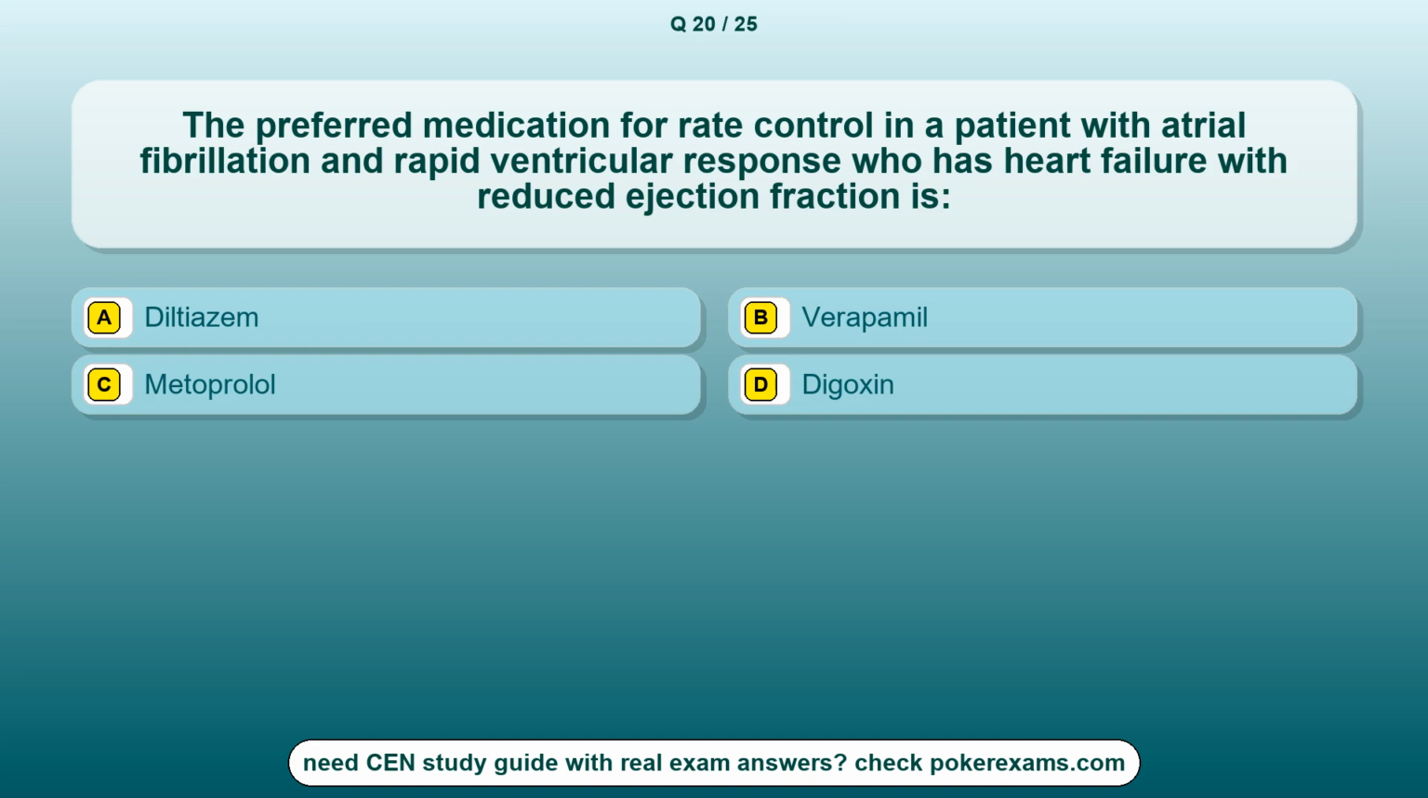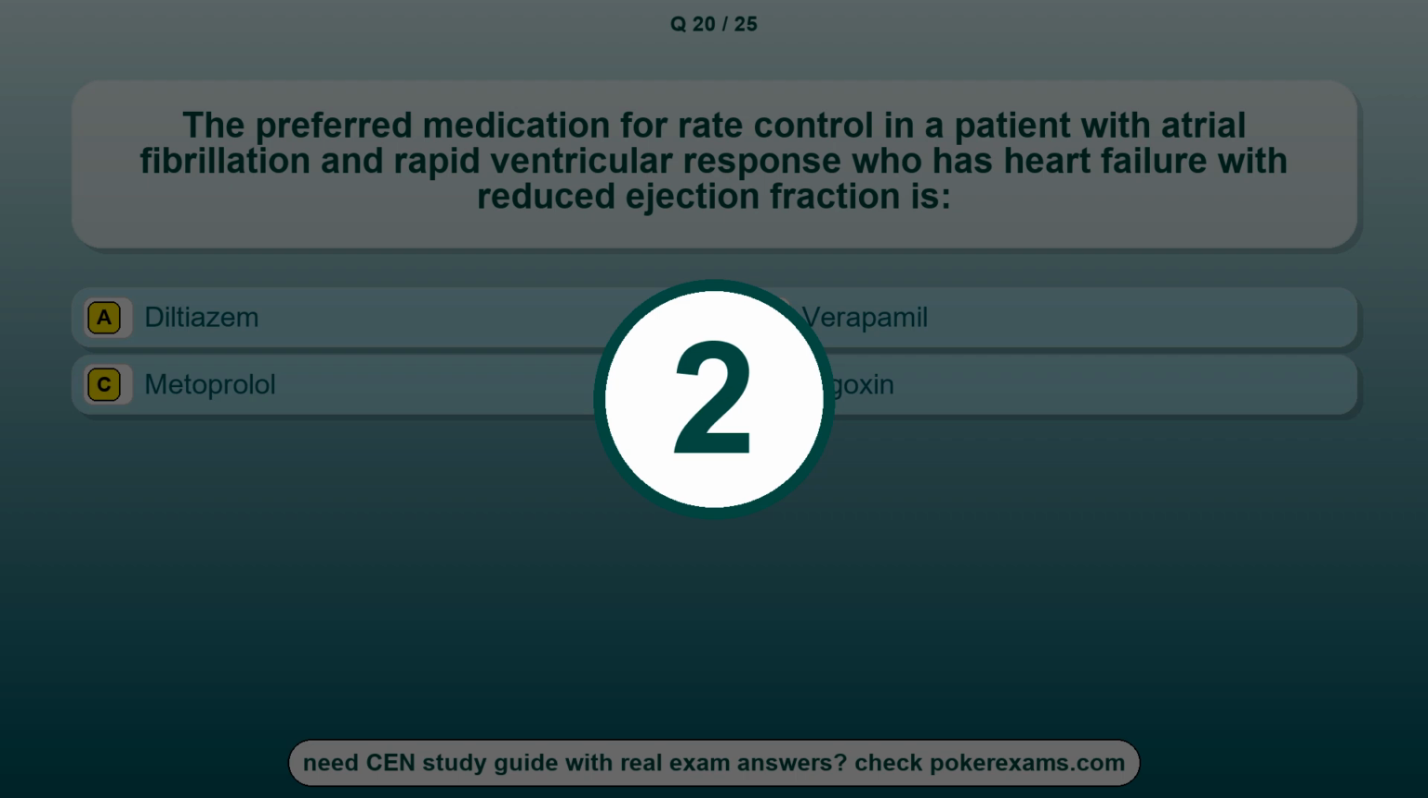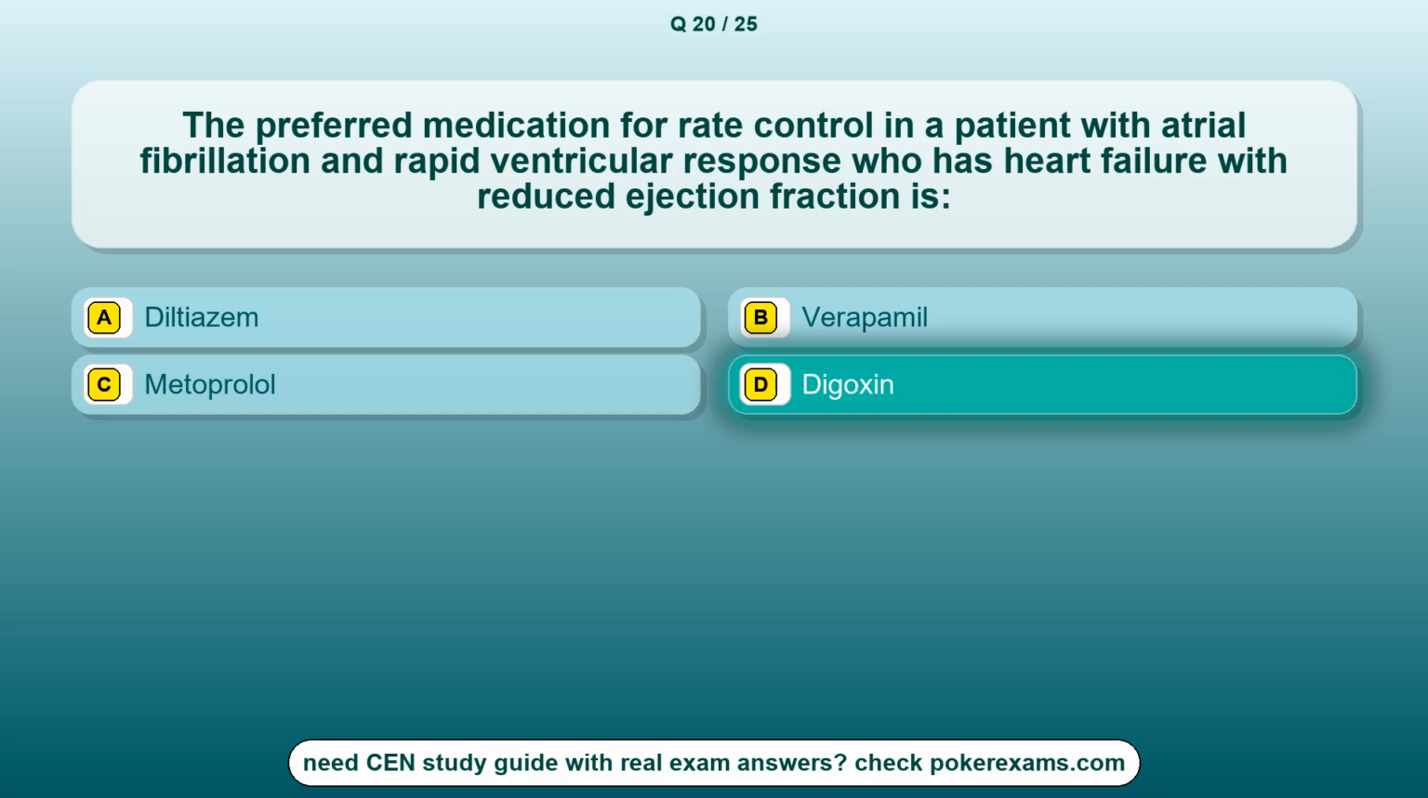Question 20. The preferred medication for rate control in a patient with atrial fibrillation and rapid ventricular response who has heart failure with reduced ejection fraction is: option A, diltiazem. Option B, verapamil. Option C, metoprolol. Option D, digoxin. The correct answer is option D, digoxin.